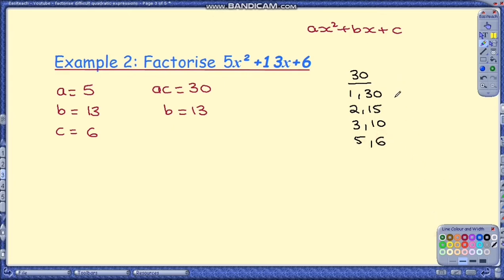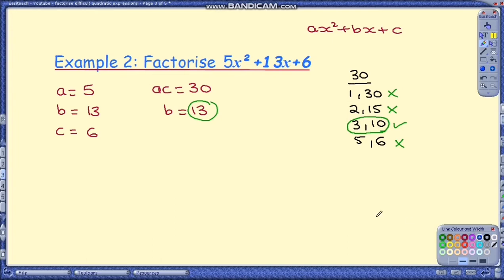Remember, we need to pick the pair that's going to give us 13. So 1 and 30 is 31, 2 and 15 is 17, 3 and 10 gives you 13, 5 and 6 gives you 11. So this is what we're going to use.